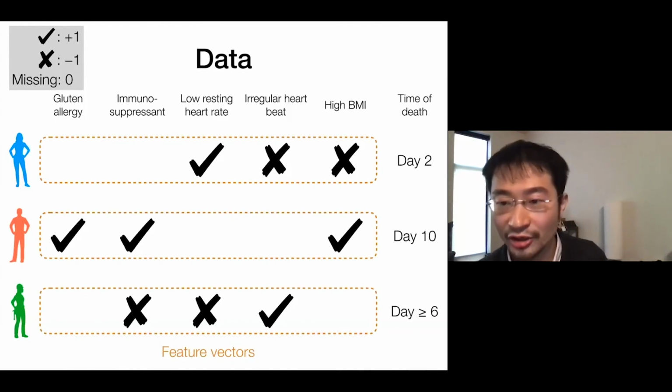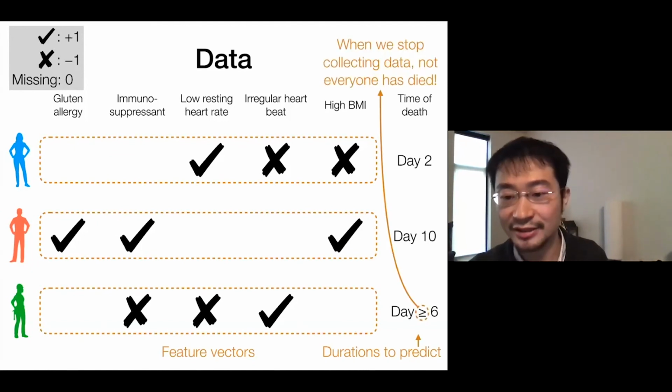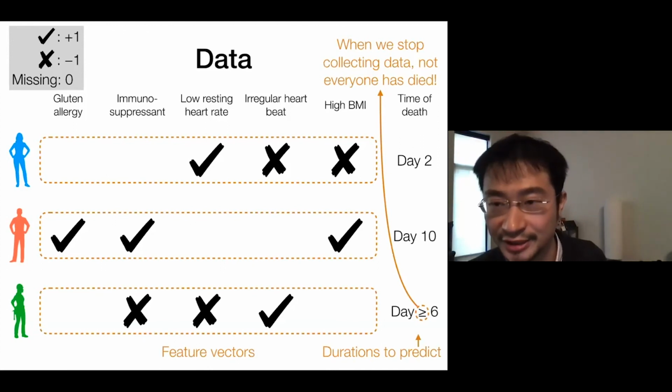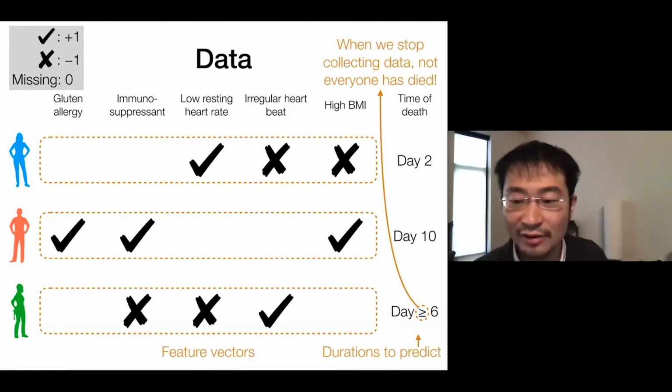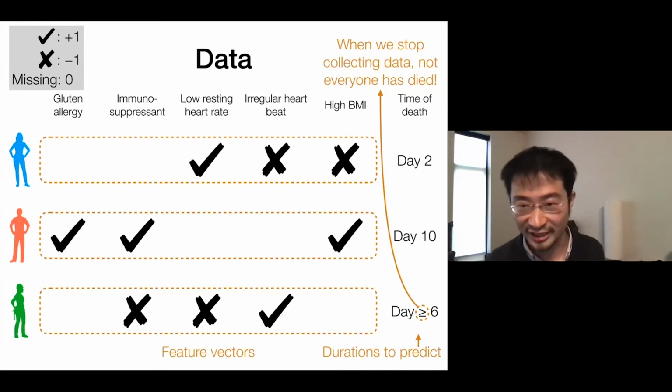Now note that for the durations to predict, for this green patient, we have this day greater than or equal to 6. The reason why we have this greater than or equal to 6 is because when we stop collecting the training data, not everyone has died. Typically, it's kind of unreasonable to wait for all your training patients to die. In many cases, that's completely impractical.